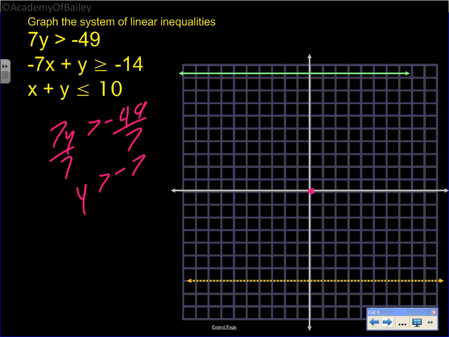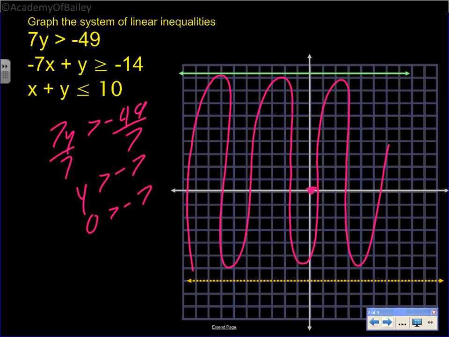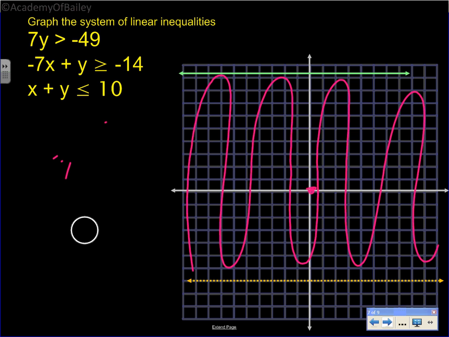Pick the test point 0, 0. 0 is greater than -7. That is true. So that's the part we shade because 0, 0 is a solution. Let's move on to the next one.